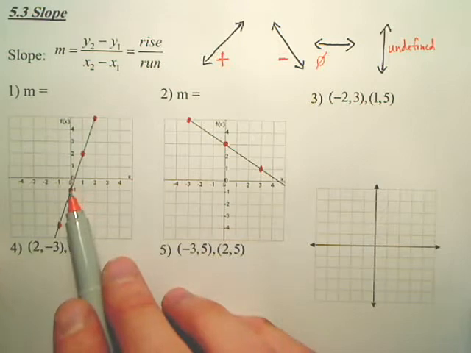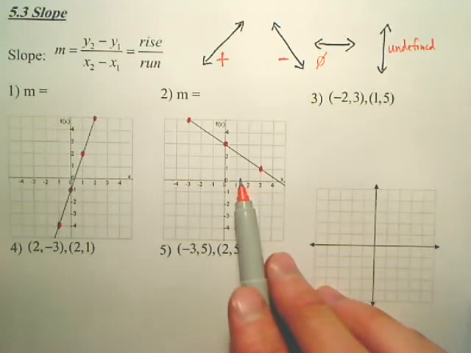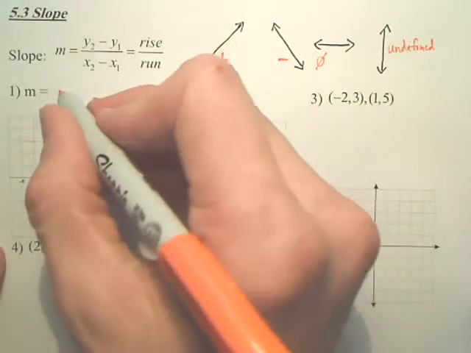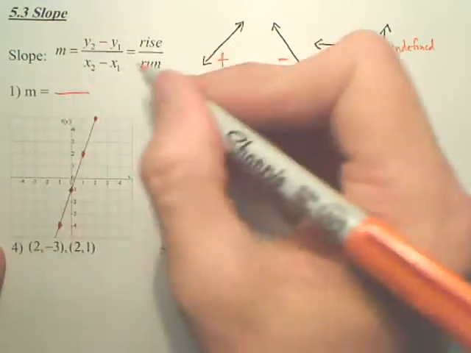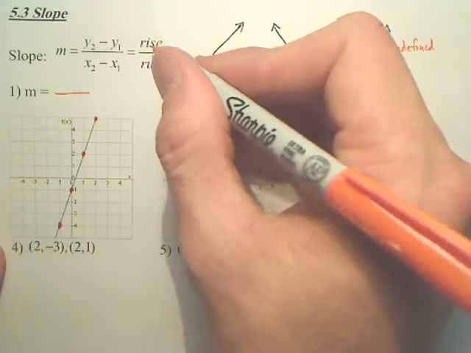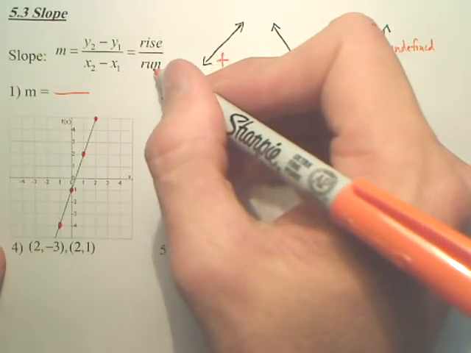Look at this line. Are we going uphill, downhill? What are we doing? We're going uphill. This one's going downhill. We're going to try to find the slope, the M. Now, slope is 2 numbers. It's a number, it's a fraction. The top number tells you how far you rise. The bottom number tells you how far you run or over.